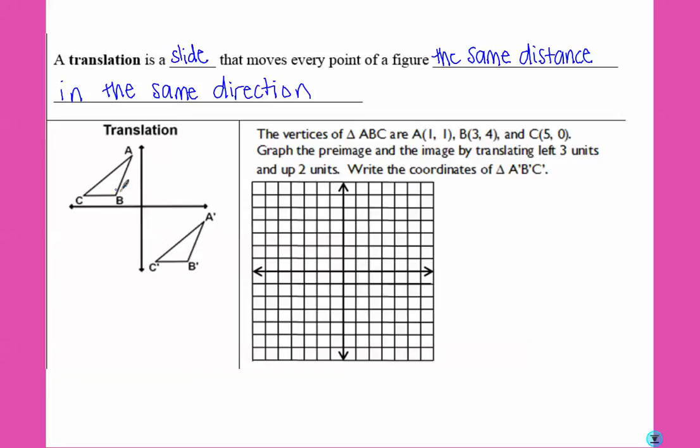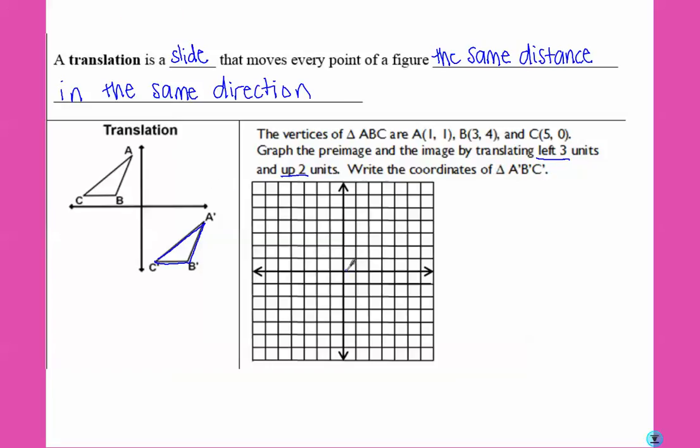So if you look at this picture, the way ABC looks didn't change. It just looks like we just slid it down here. Nothing else changed about it. So the vertices of triangle ABC are 1, 1, 3, 4, and 5, 0. Graph the preimage and the image by translating left 3 and up 2 units. Write the coordinates of A prime, B prime, and C prime.